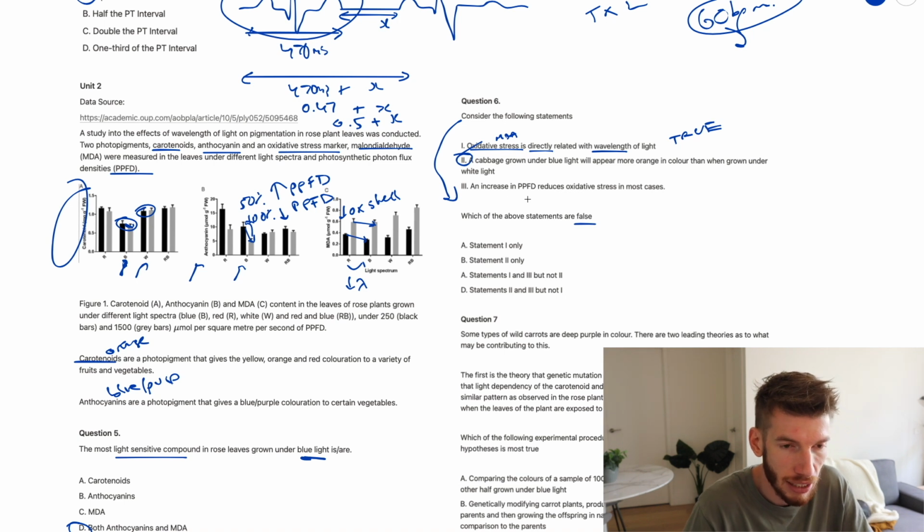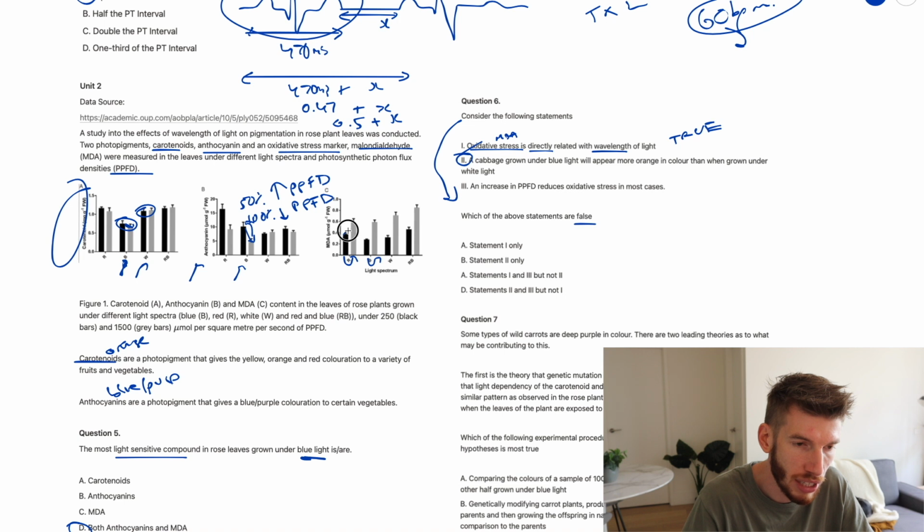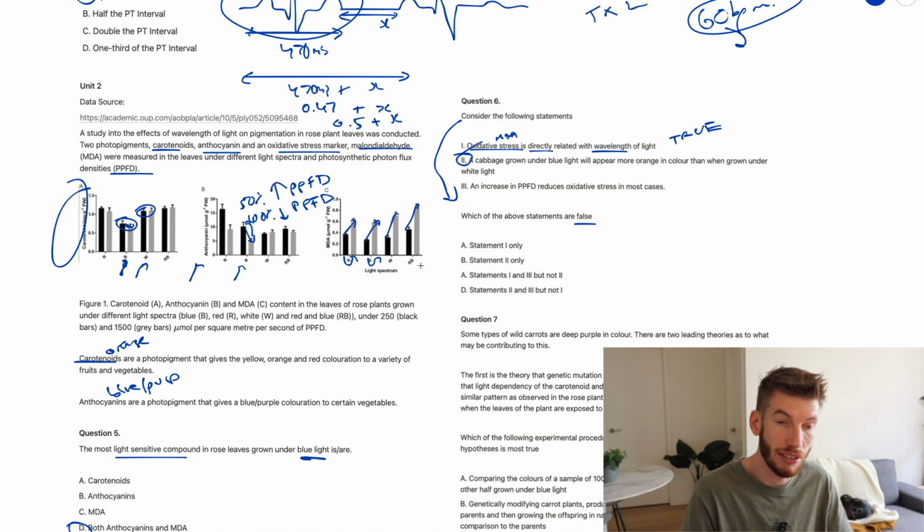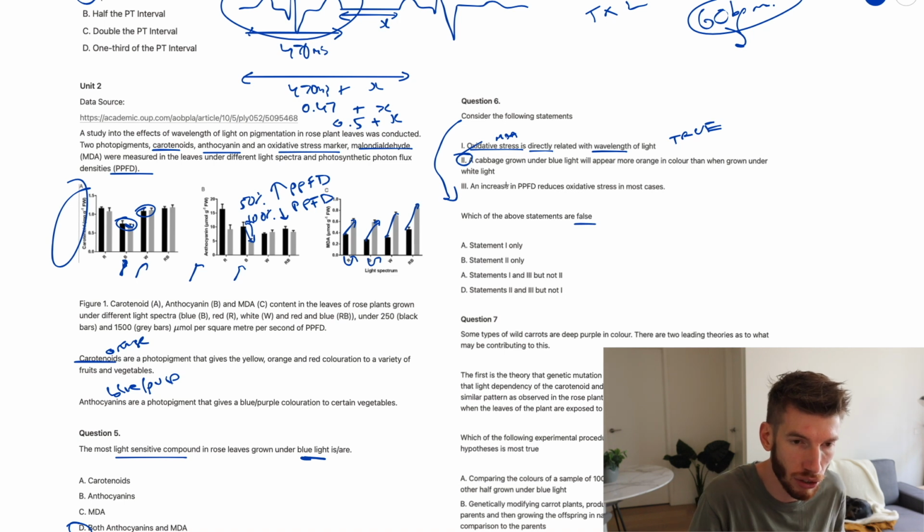And then, an increase in PPFD reduces oxidative stress in most cases. So again, oxidative stress was MDA. I'll just get rid of all this. It says in most cases, there's no mention of light, so we have to look at that in all cases of light wavelength. Increasing PPFD is going from the black bar to the gray bar in each case. And we can see that as we do that, that increases MDA. That would be increasing oxidative stress, not reducing it. So this one is also false.